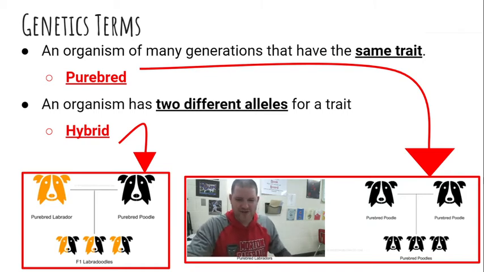The example down here has a Labrador and a poodle. They call them the Labradoodles for it. But you basically have one of each type of allele. So you're definitely a mixture. You're half and half of those two different traits. That is what we call a hybrid in this situation.